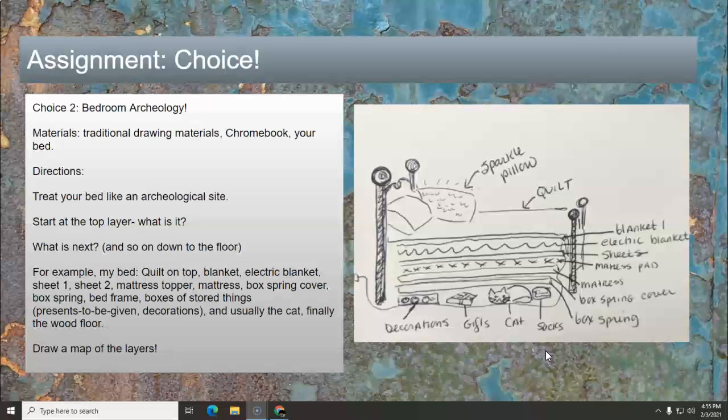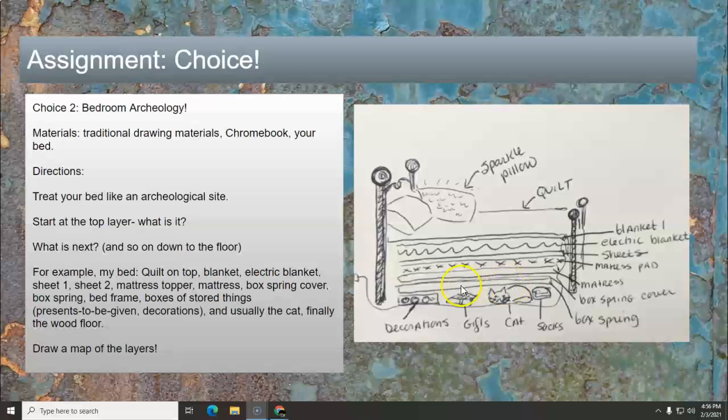So for example, on my bed, which I have mapped out here in my lovely illustration, we're starting at the top, and actually on the very top, which would be like rocks if you were doing a real archaeological site, I have my regular pillows and my sparkle pillow, which is one of those with the moving sequins. Underneath that is my quilt, which would be equivalent to the grass. Underneath the quilt, I have my first blanket, which would be dirt. And then we start finding the different layers of things. I have underneath the first blanket, I have my electric blanket. Underneath that, I have my 2 layers of sheets, and then a mattress pad, a mattress cover, then the mattress, then a box spring cover, then the box spring and the bed frame.